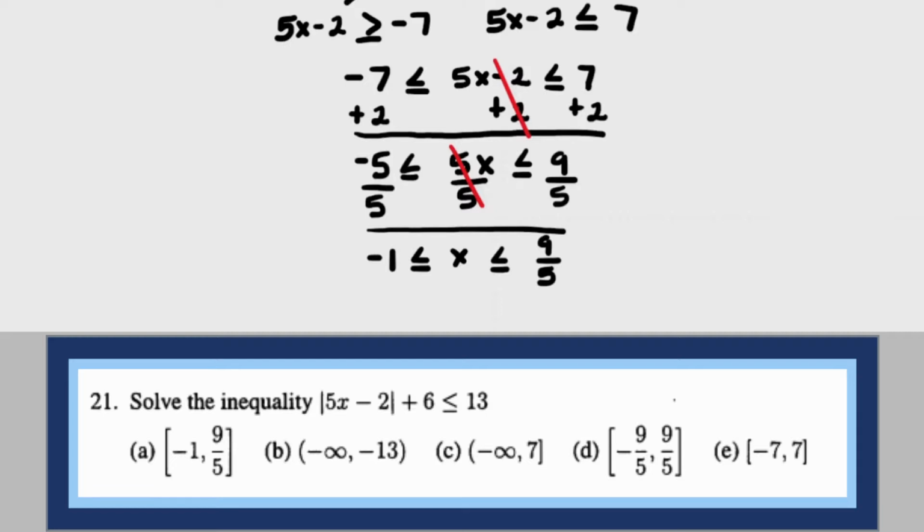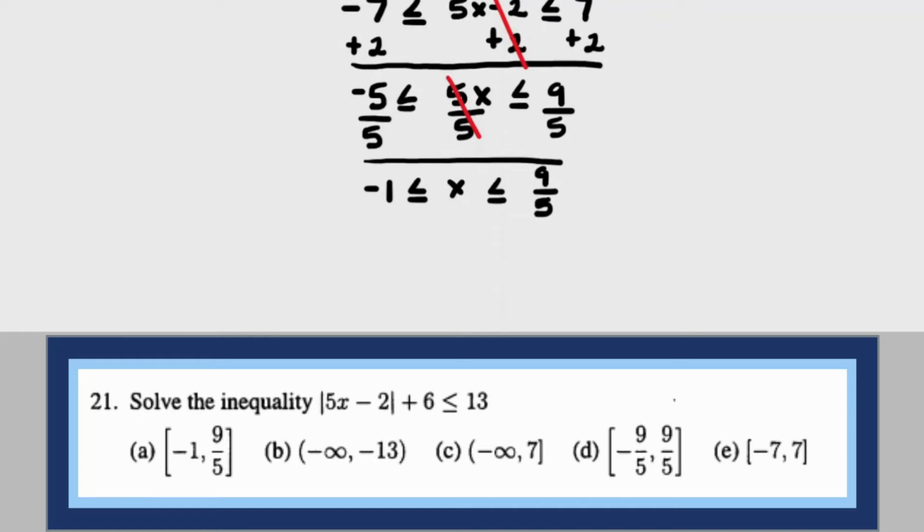So remember, when we convert this to interval notation, we're going to write our sign. This is a less than or equal to. So anytime you have less than or equal to, greater than or equal to, that translates to brackets in interval notation. So we're going to start off with a bracket. Then we're going to write our number, which is -1, right here, comma, our second number, 9/5.